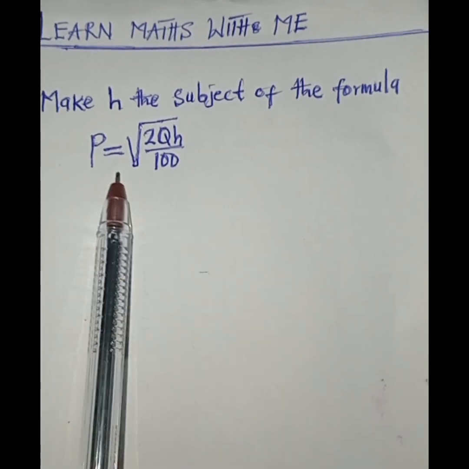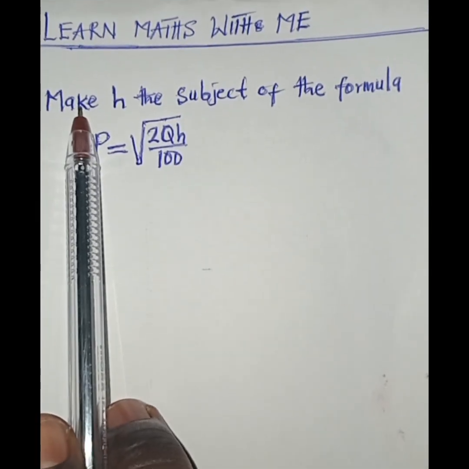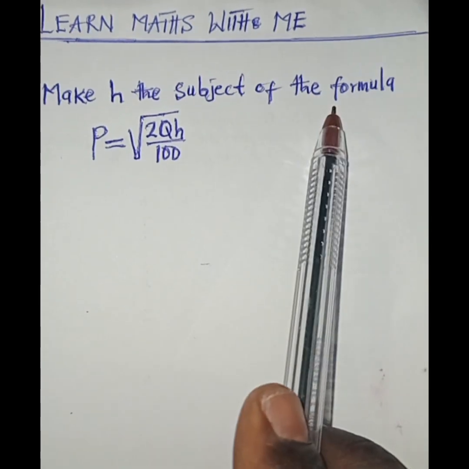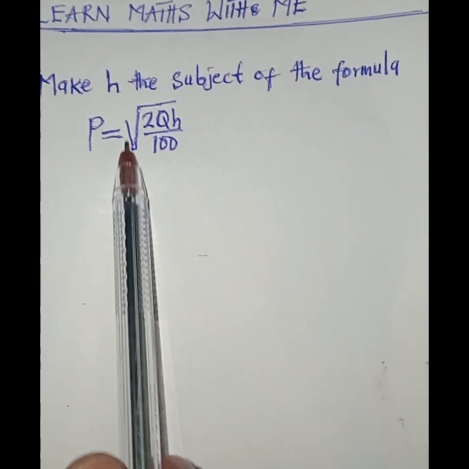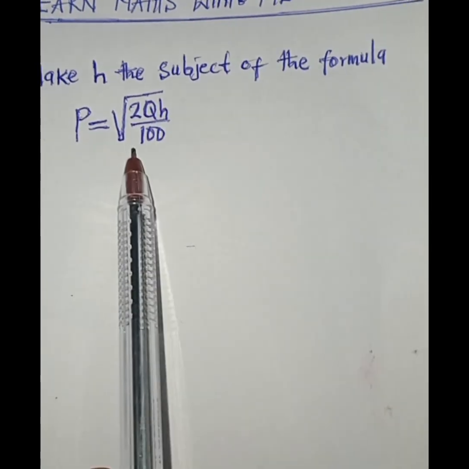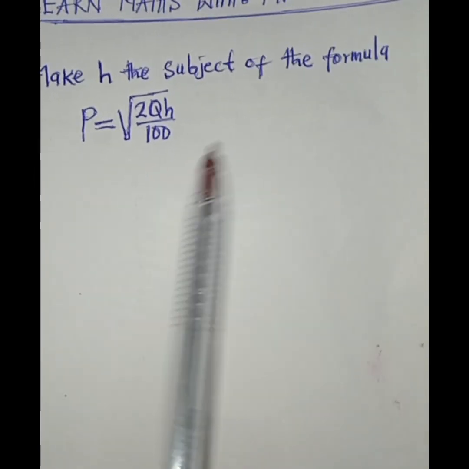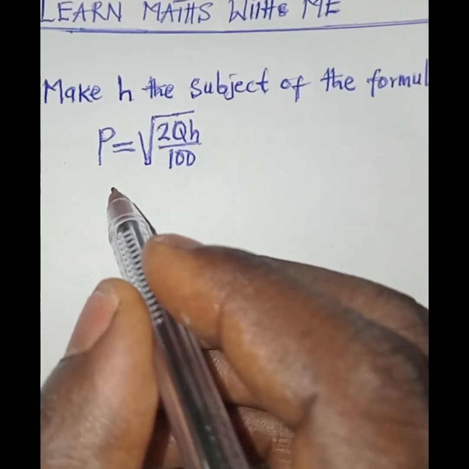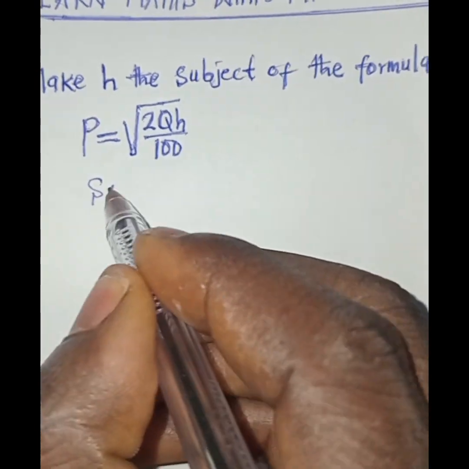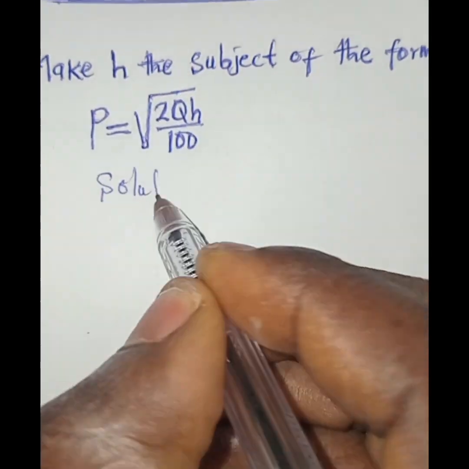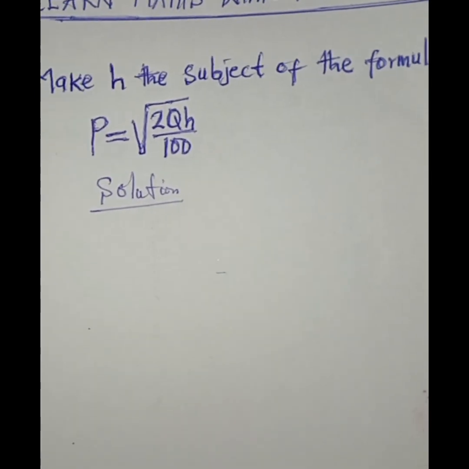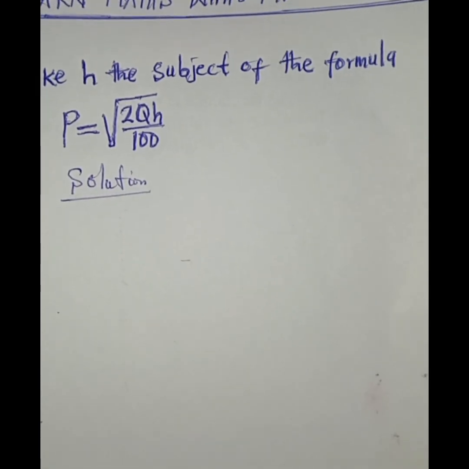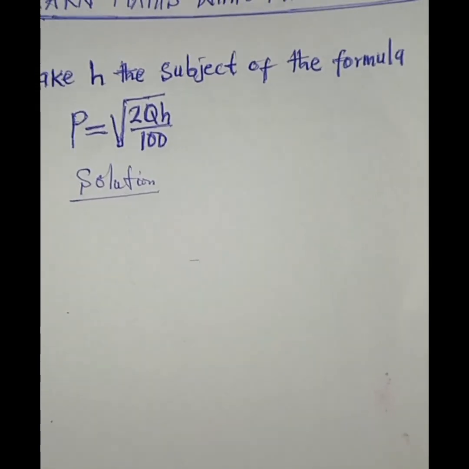All right, now let's solve it. The question says make H the subject of the formula, which now this is the formula. P is equal to the square root of 2qh all over 100. Now the first thing you are going to do, you say solution. Now putting solution, it means you are ready to solve the question.